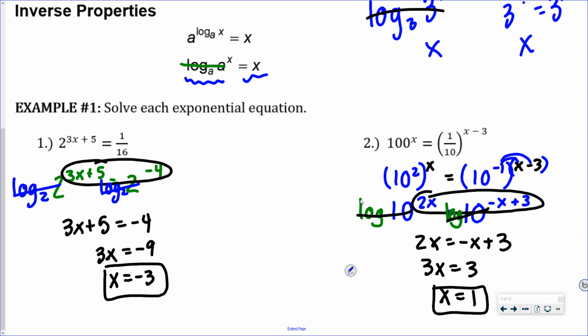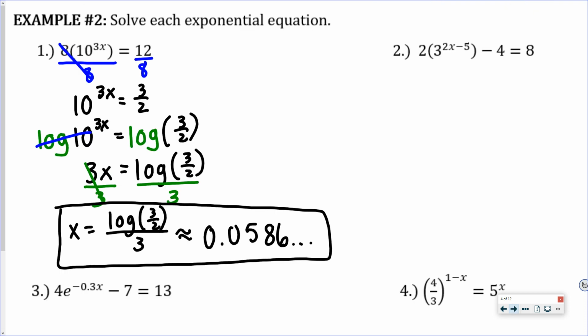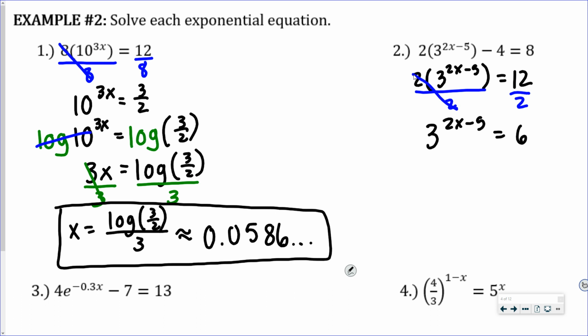Okay. All right, let's do another one. Ooh, a few more layers. What would be the first thing you'd get rid of? The 4, right? Then what would you get rid of? 2, good. Do not times it to that 3. Get rid of it using inverse operations with division. Okay, now I'm stuck because I can't rewrite 6 with the base of 3, so I have to use logs. I'm going to take log base what of both sides? 3. Good, because that's my base on the exponential equation.